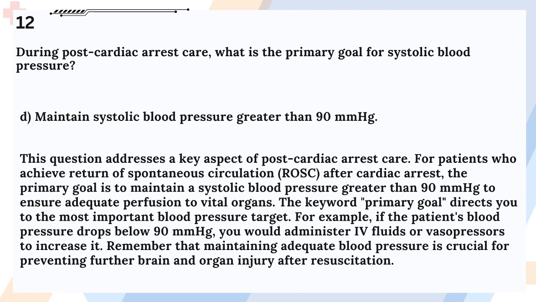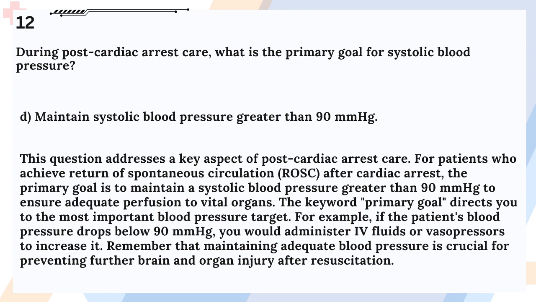Answer: D. Maintain systolic blood pressure greater than 90 millimeters of mercury. This question addresses a key aspect of post-cardiac arrest care. For patients who achieve return of spontaneous circulation, ROSC, after cardiac arrest, the primary goal is to maintain a systolic blood pressure greater than 90 millimeters of mercury to ensure adequate perfusion to vital organs.